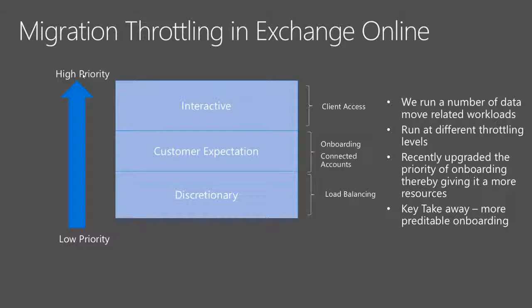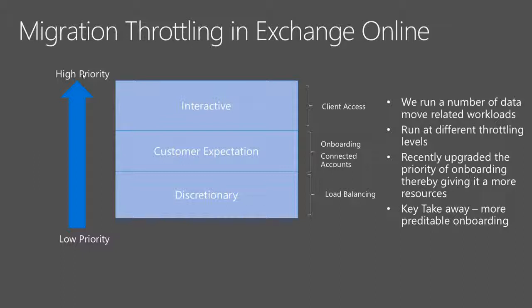And these workloads are prioritized in various orders. So in this box, I show from lower priority down to higher priority. What we call lower priority workloads, we call discretionary. And as we go up, we call them customer expectation and interactive. An example of interactive is Outlook connecting to Office 365 and downloading email. So end user experience is most important. We don't want to screw that up, so we give them the most amount of resources.